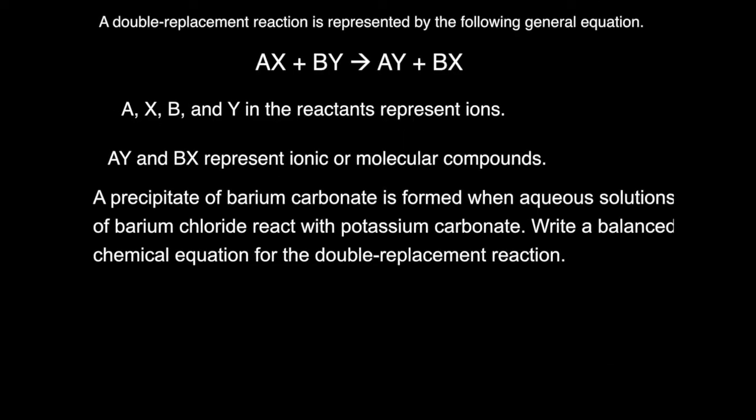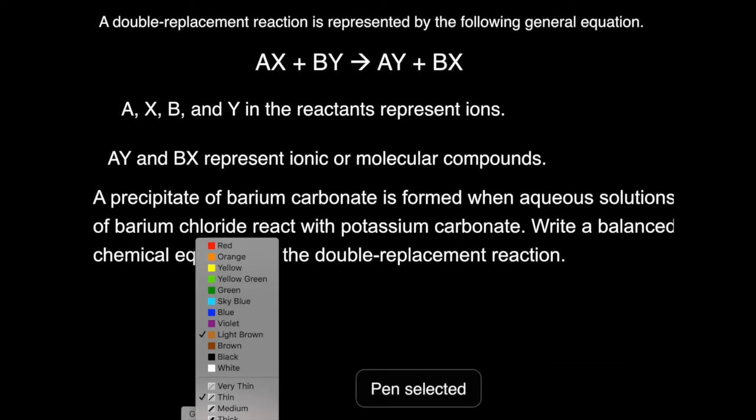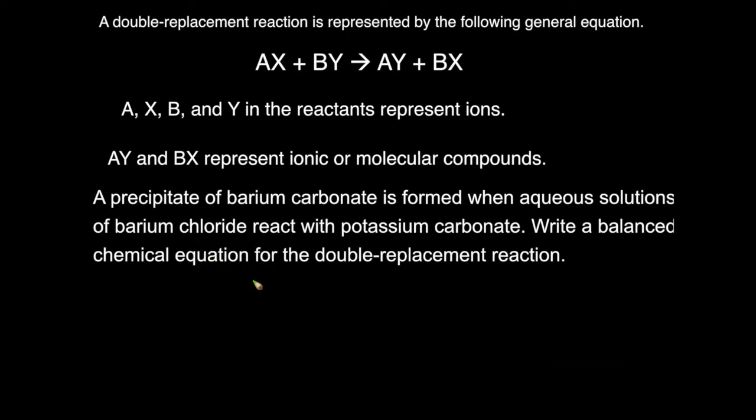All right, so it says a double replacement reaction is represented by the following general equation. AX plus BY will produce AY plus BX. And A, X, B, and Y in the reactants represent ions. And AY and BX represent ionic or molecular compounds. So the cation from the first compound is going to go with the anion from the second compound. And the cation from the second compound is going to go with the anion from the first compound.